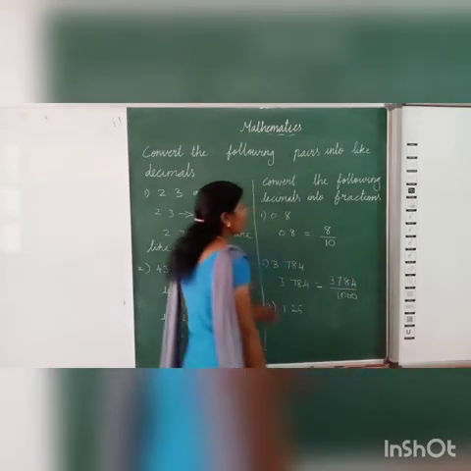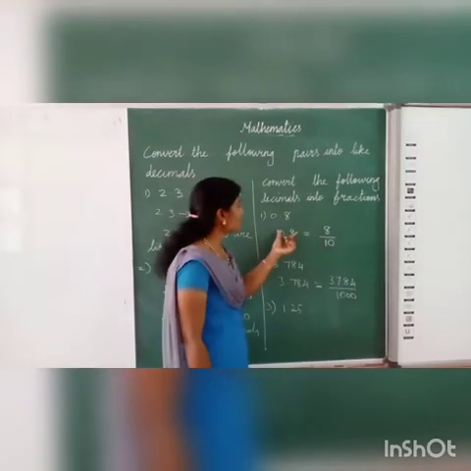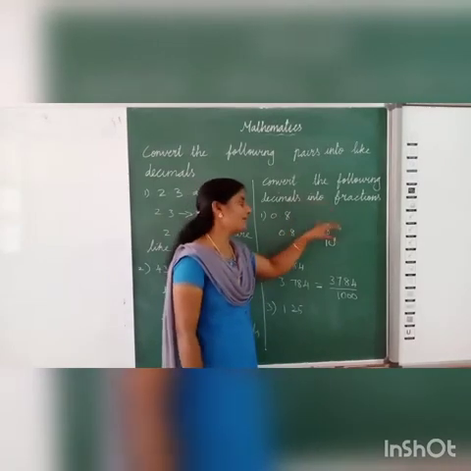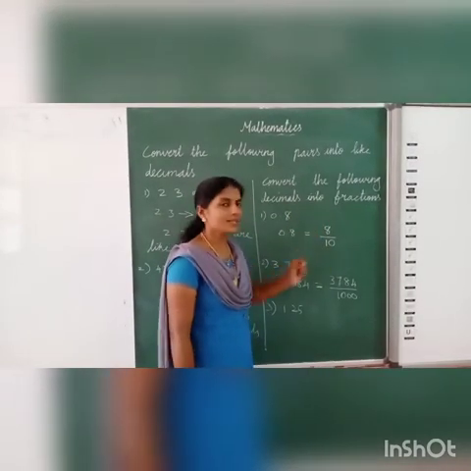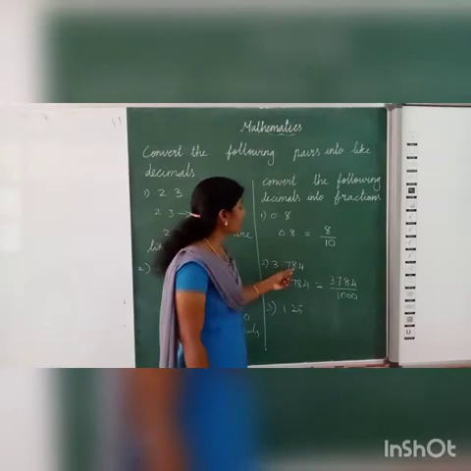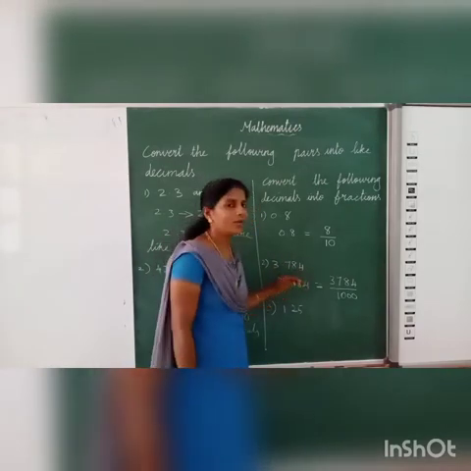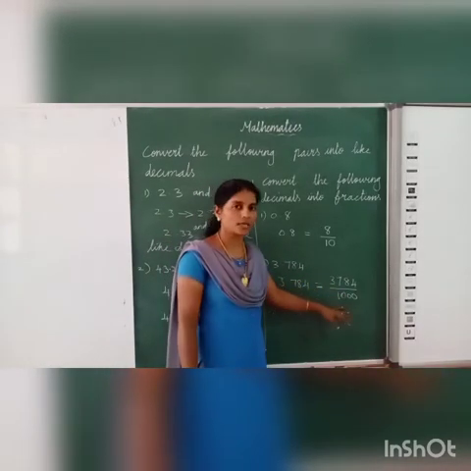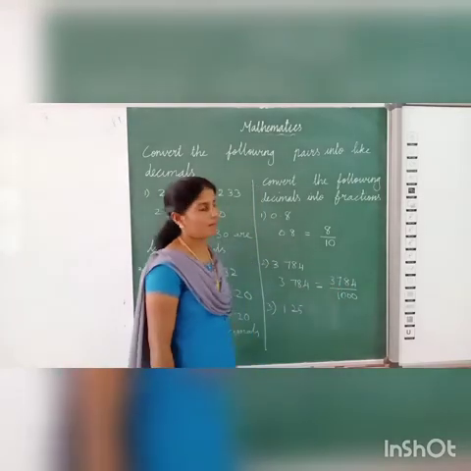3784. Now here, which is the numerator? 08 means that value is 8. So 8 divided by 10. Here 3.784 is the numerator. We can remove the point because it is divided by 1000. This is the fraction form.